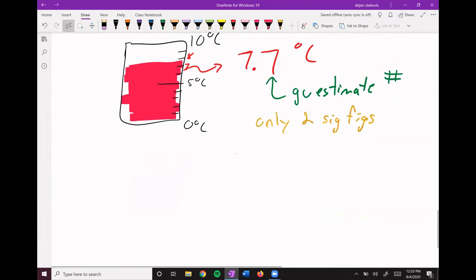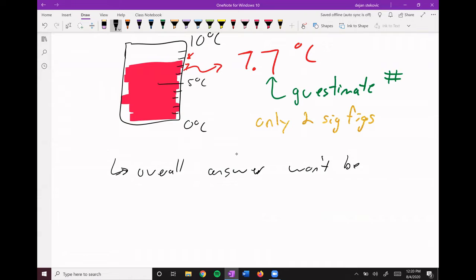And so if you think about the math and think through the sig figs here, overall, our answer for the molar mass won't be very precise due to the limitation in the instrumentation that we have. But we will get in the right ballpark.